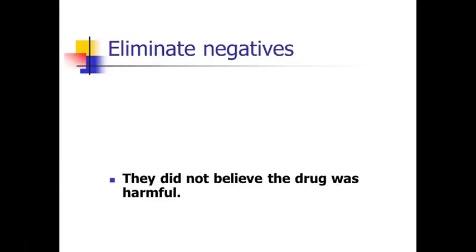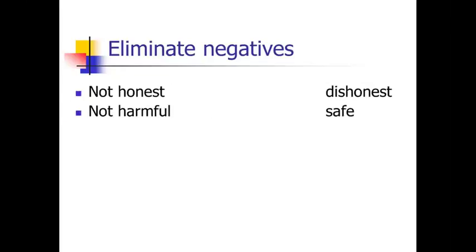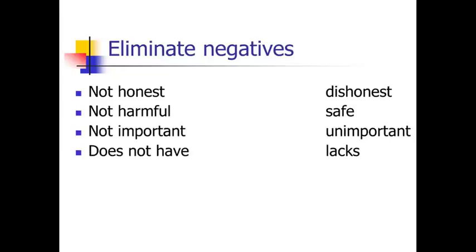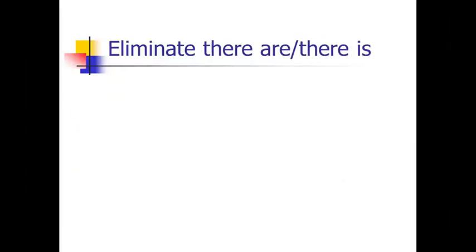They did not believe the drug was harmful. How would we turn that into a positive? They believed the drug was safe. So there's almost always a way to turn that negative into a positive. So for example, if you have not honest, you could say dishonest. If you have not harmful, say safe. Not important, unimportant. Does not have could be lacks. Did not remember, forgot. Did not pay attention to, ignored. There's almost always a positive way to say it. Did not succeed, failed. So pay attention, and in your writing, we're going to be looking at some examples in this class. When you find yourself writing nots, think about it. Sometimes you have to be a little clever, but if you think about it carefully, you can usually find a way to put it in a positive.